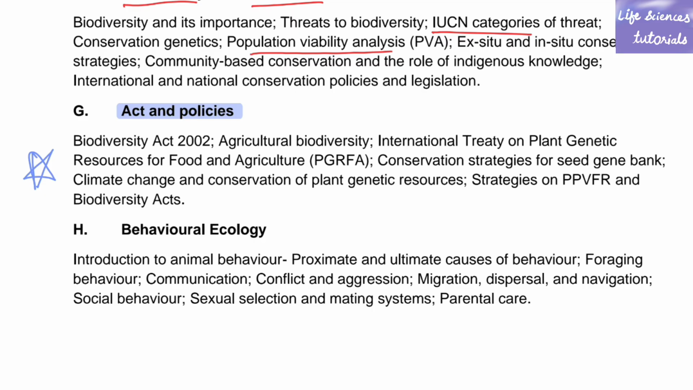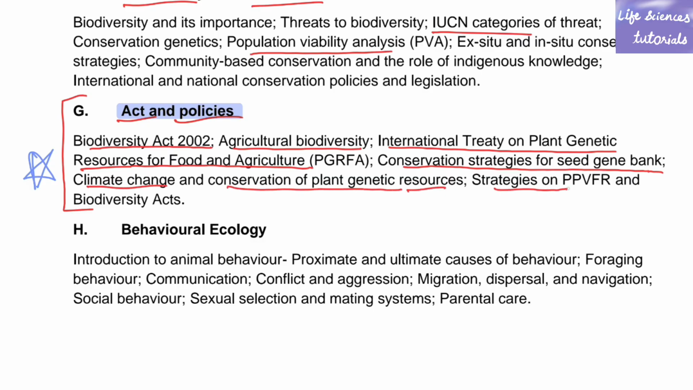Okay, next we have something very important. This is added now. It was not clearly mentioned in the old one. So acts and policies, everything related to ecosystem and biodiversity. So here we have to cover now Biodiversity Act 2002, agricultural biodiversity, International Treaty on Plant Genetic Resources for Food and Agriculture, conservation strategies for seed gene bank, climate change, conservation of plant genetic resources, strategies on PPVFR and biodiversity acts. Now we can pinpoint, okay, these are the acts, these are the policies which we have to target, and not be confused how many acts to study.